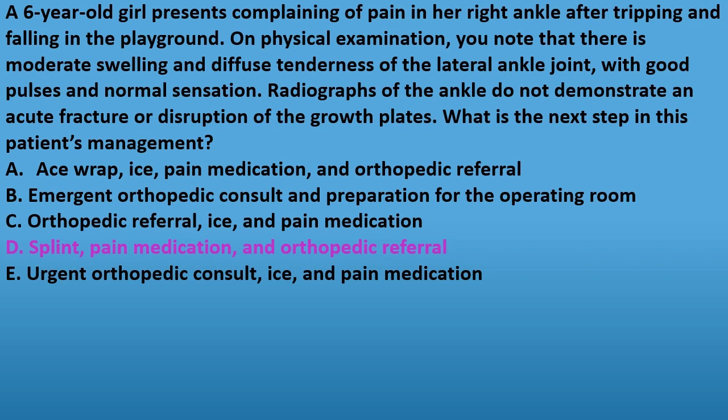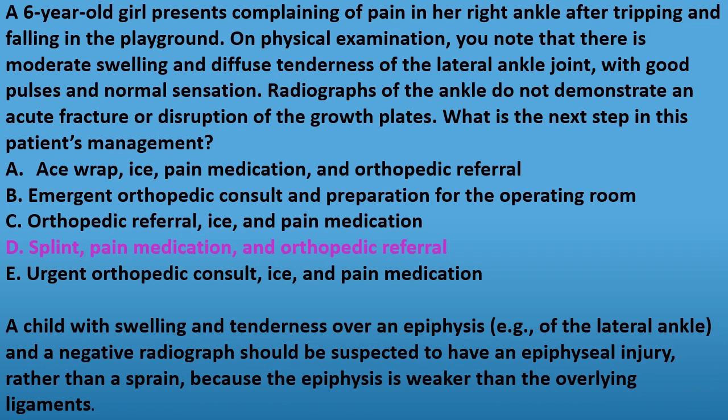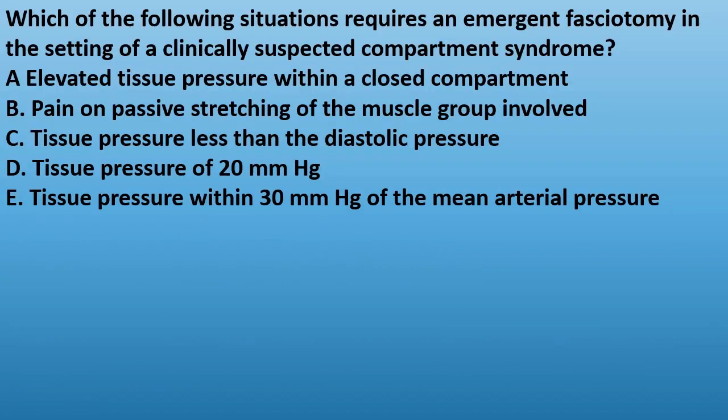Answer is D. Splint, pain medication, and orthopedic referral. A child with swelling and tenderness over an epiphysis, for example, of the lateral ankle, and a negative radiograph should be suspected to have an epiphyseal injury rather than a sprain, because the epiphysis is weaker than the overlying ligaments.